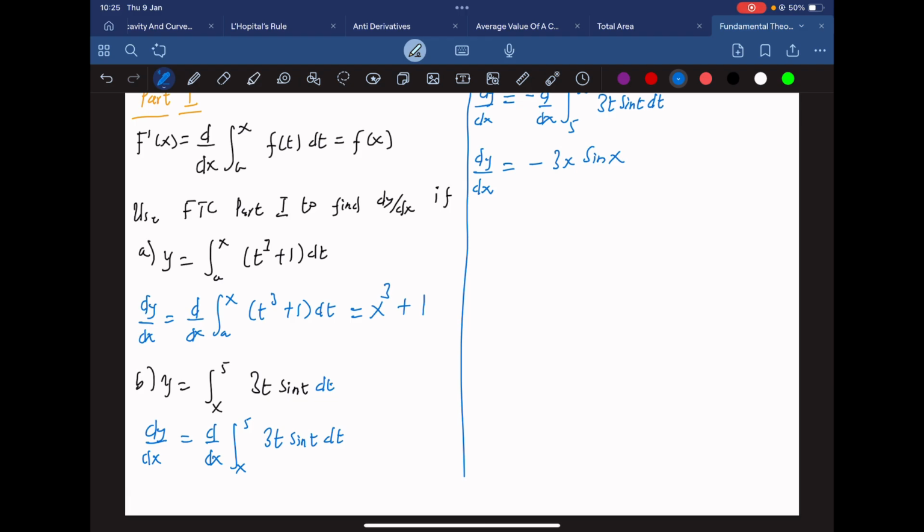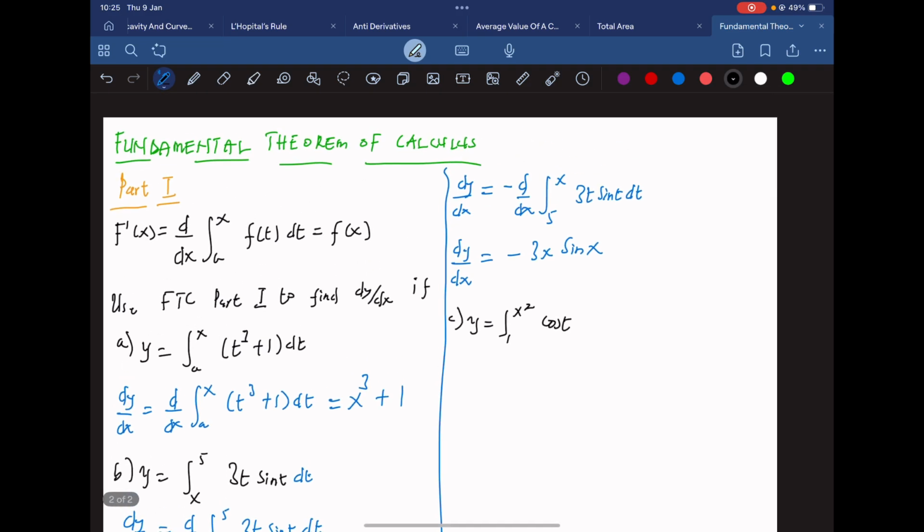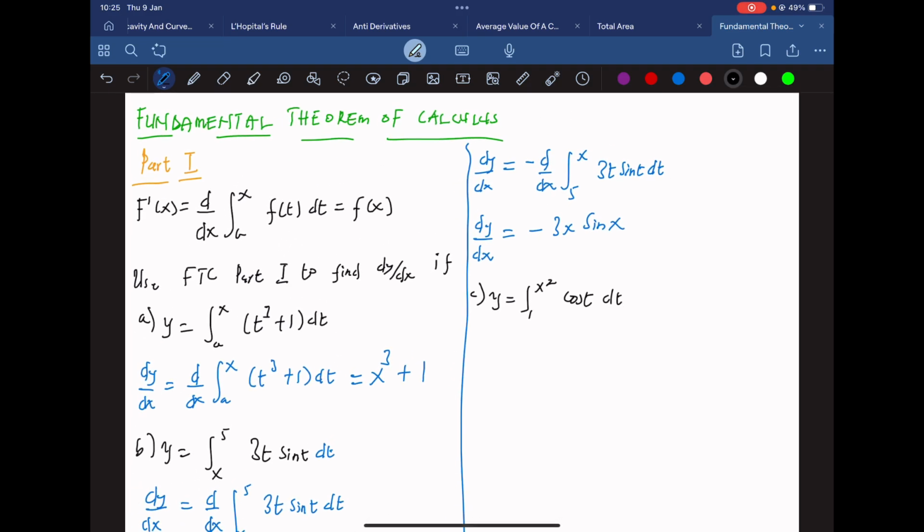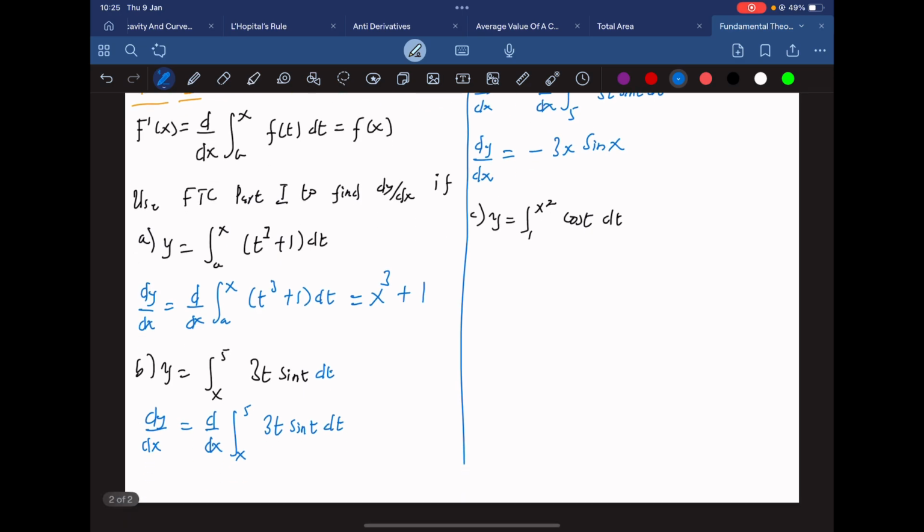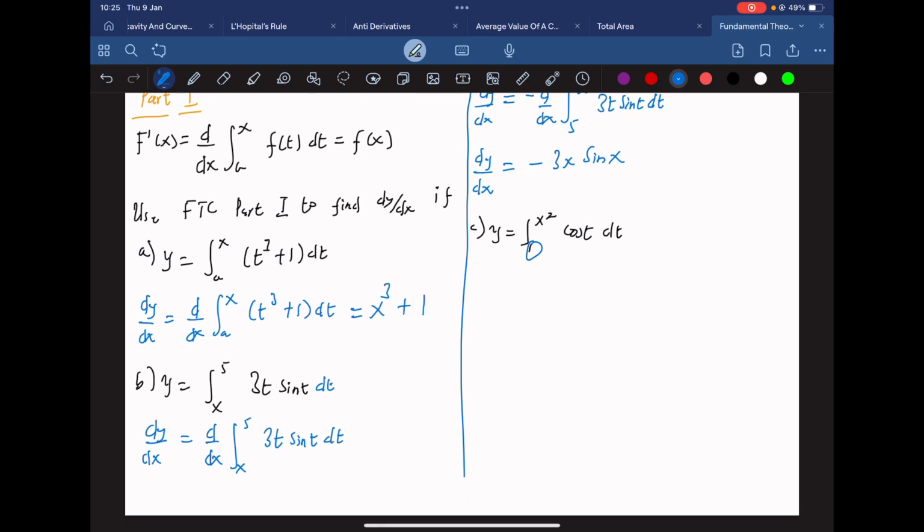Let's look at the third one. So we have y equal to the integral from 1 to x squared of cosine of t dt. In this case, is this a constant? Yes, it is. Is this the variable that we want? No. Remember, we want a simple variable, a linear term, right? In this case, we have x squared. We don't want that. So whenever you have something that is not linear, we use the chain rule.